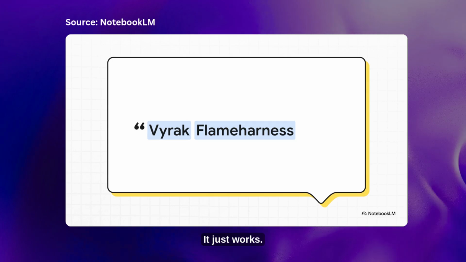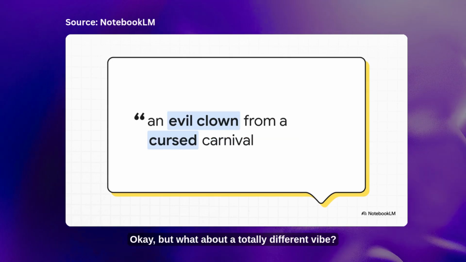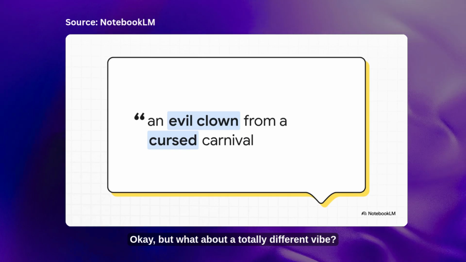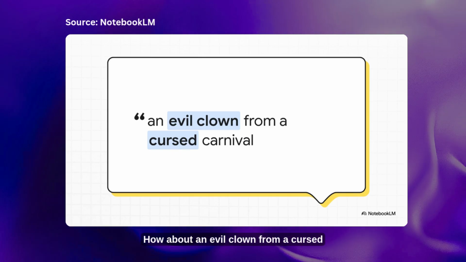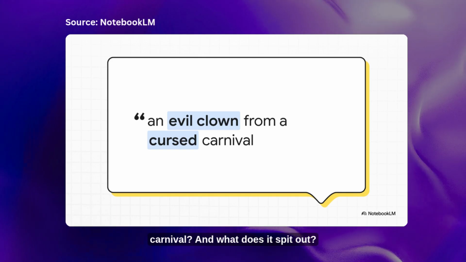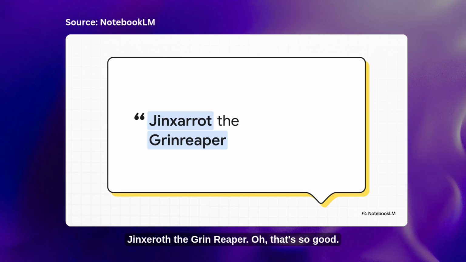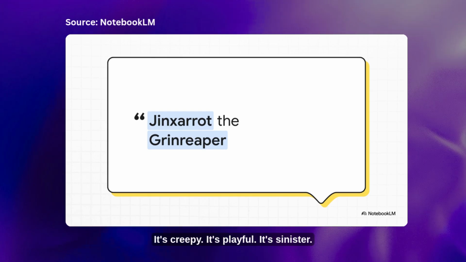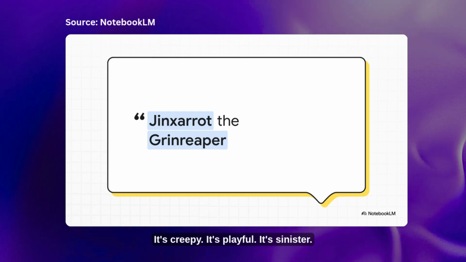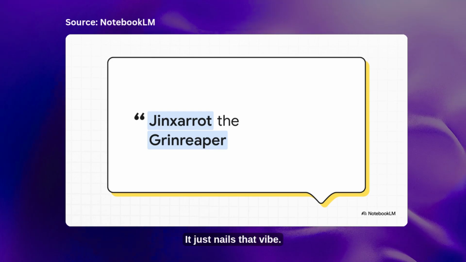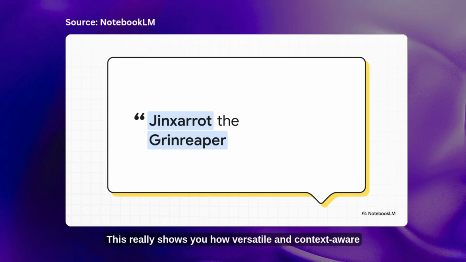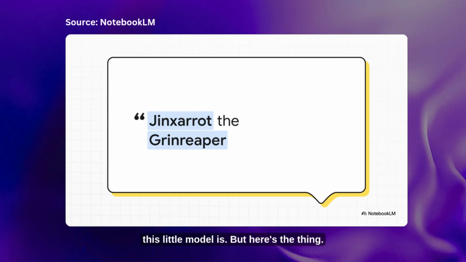It just works. Okay, but what about a totally different vibe? Let's throw out a curveball. How about an evil clown from a cursed carnival? And what does it spit out? Jinxarat the Grin Reaper. Oh, that's so good. It's creepy, it's playful, it's sinister, it just nails that vibe. This really shows you how versatile and context-aware this little model is.